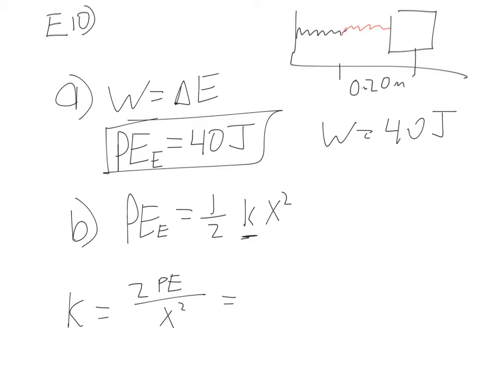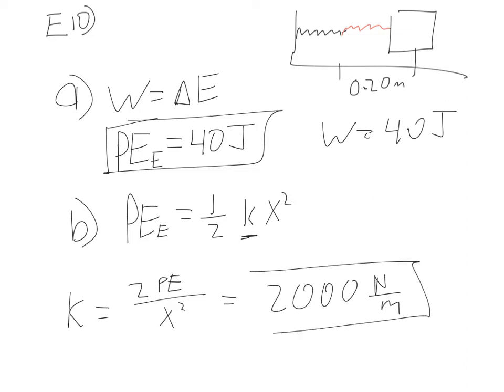And potential energy is 40 joules, and the distance is 0.2, and we square that 0.2, and we end up with a spring constant of 2,000, and I'm not going to be too strict about this, but the unit will be newtons per meter. I don't think we talked about that in class, but that's what it is.